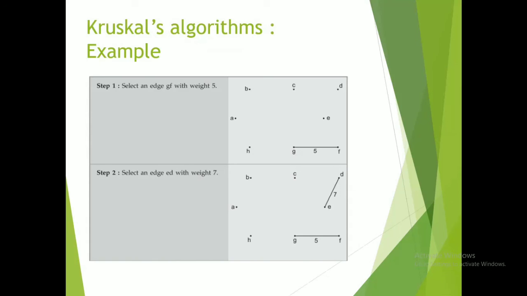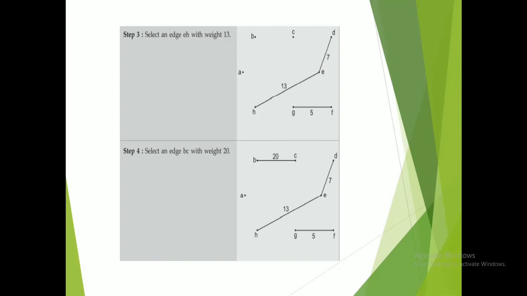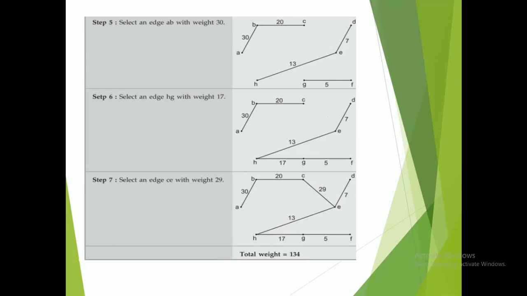Example of Kruskal's algorithm. We select the edge G to F, which is the minimum cost. Then next we select D and E, the minimum cost. Next we select the edge E and H, with minimum cost 13. Then next we select the edge B and C with a weight of 20. And next we select the edge A and B with weight 30. And next we select the edge H and G with a weight of 70.